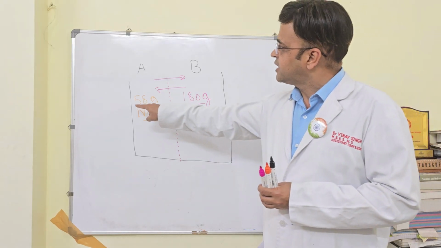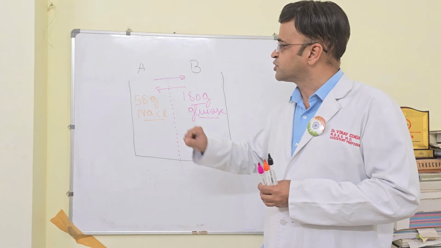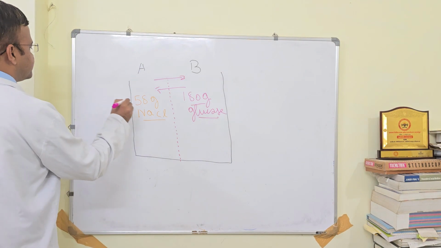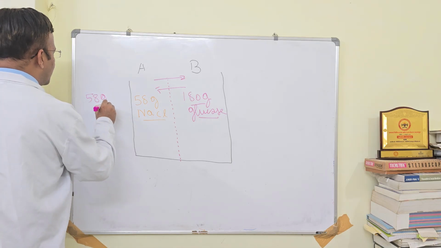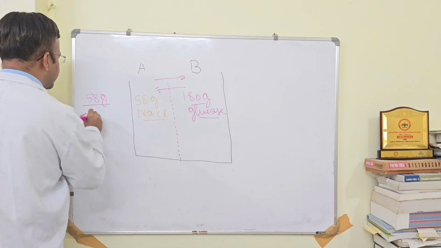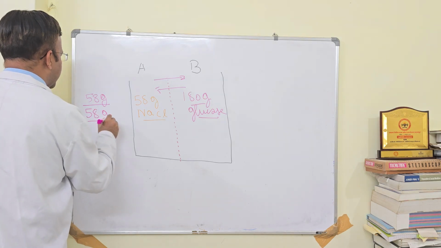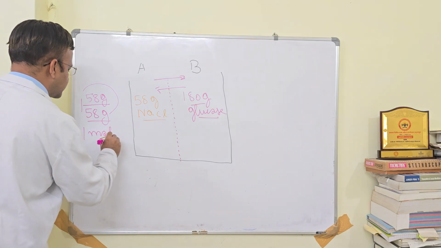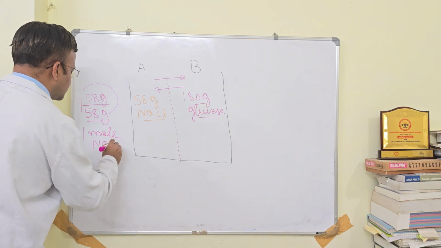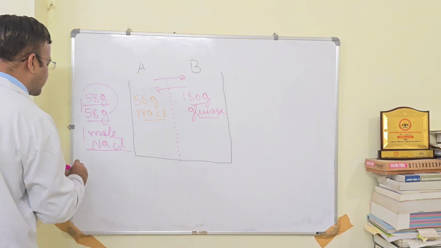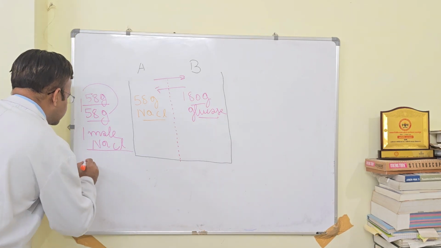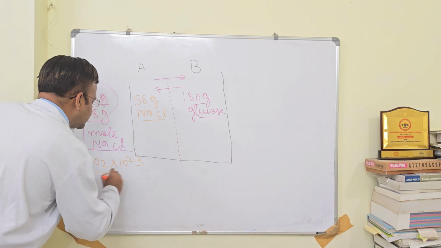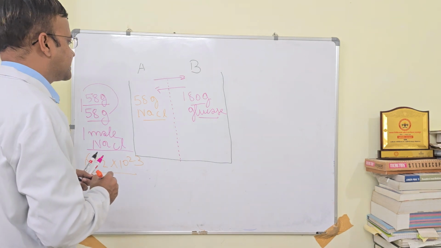Let's think about it. Now, A, 58 grams sodium chloride. In the question itself, we have been given the molar mass of sodium chloride. 58 gram we have dissolved, and the molar mass of sodium chloride is also 58 gram. So that means 1 mole of sodium chloride is there. Now 1 mole of sodium chloride means how many molecules? It means we have 6.02 into 10 raised to power 23 molecules of sodium chloride.